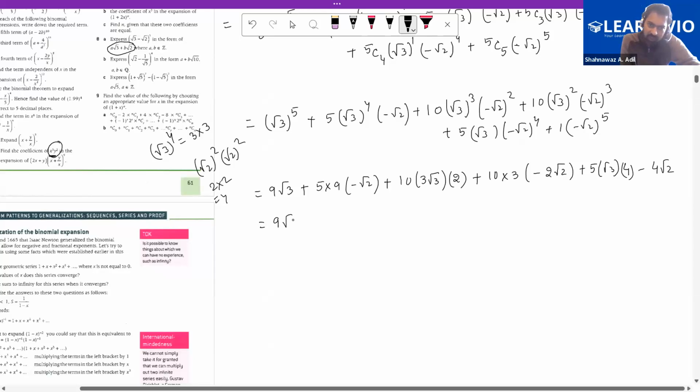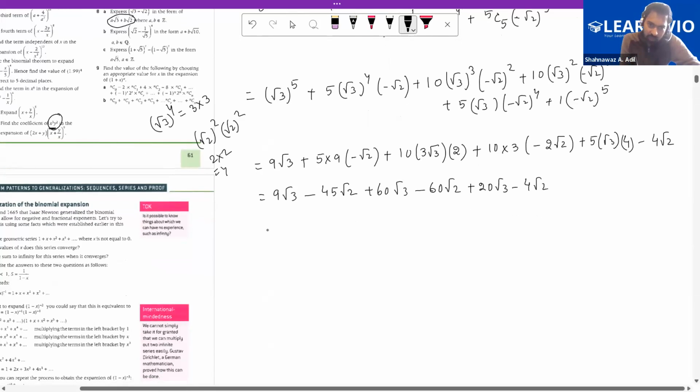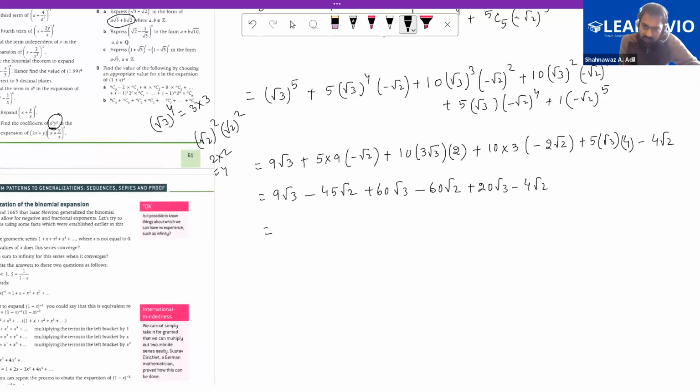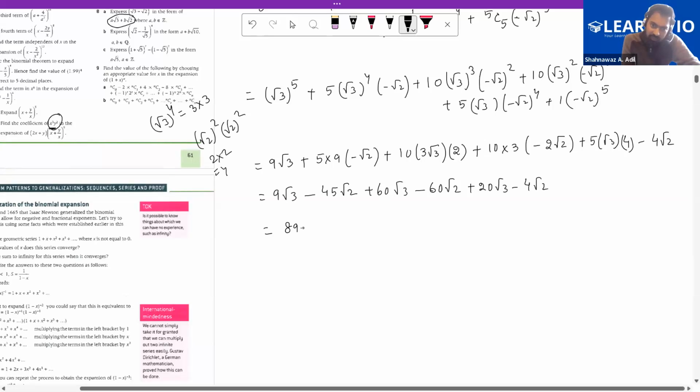Now let us simplify this. So this is minus, and 9 fives are 45 root 2. And then this is 6, so 60 root 3. And this is 6, and 60 root 2. And then 20 root 3 minus 4 root 2. So let's keep this. What was the question? Root 3, so we have to write root 3 first. So 9 root 3, 60 root 3, and then 20 root 3, so 89 root 3. And then minus 45 root 2, 60 root 2, so all these are minus.